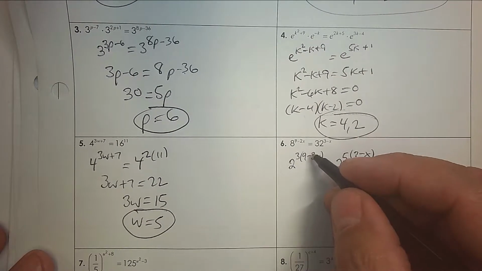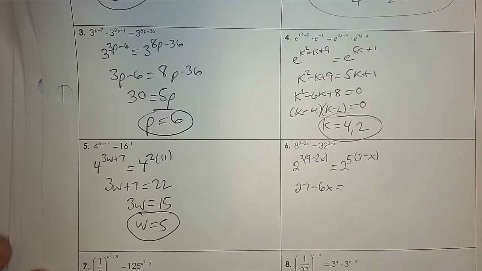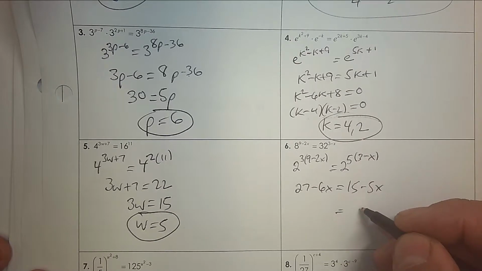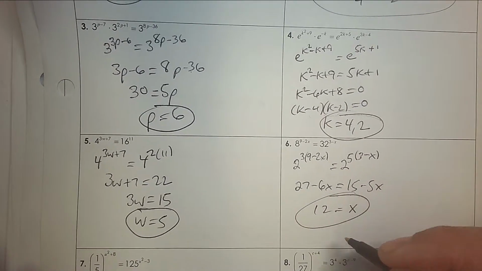All right, make them equal to each other. So 27 subtract 6x equals 15. Subtract 5x. I'm going to add 6 to the other side. That's positive 1x. I'm going to subtract 15. That's 12, and I got my answer.